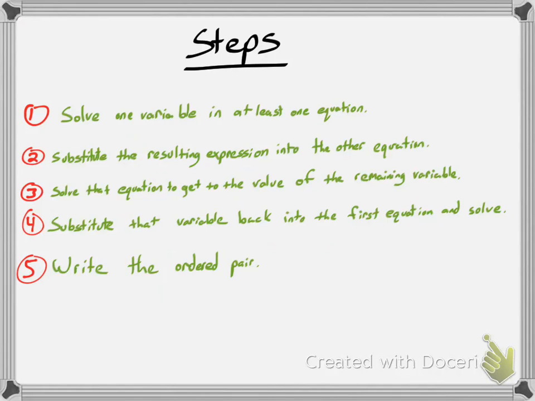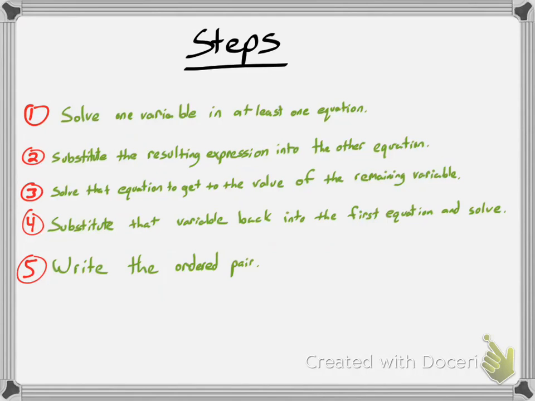So step 1, solve one variable in at least one equation. Now, when we get to this substitution method, we know 4 ways, not 4 steps, but 4 ways to solve systems of equations. We got graphing, we got matrix, we got substitution, which you're learning now, and elimination, which you're going to learn tomorrow.